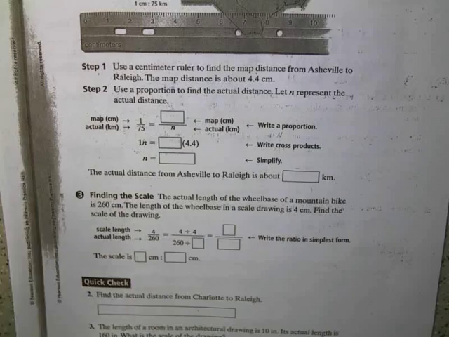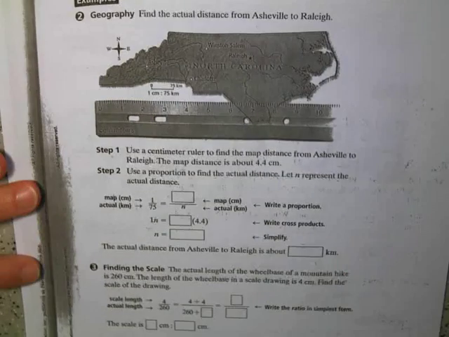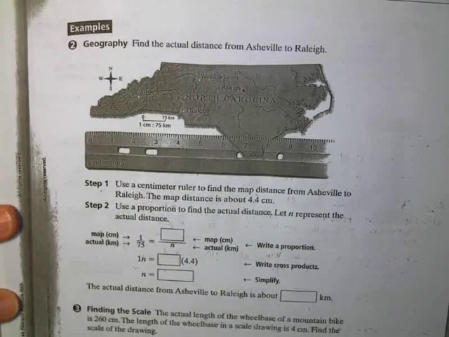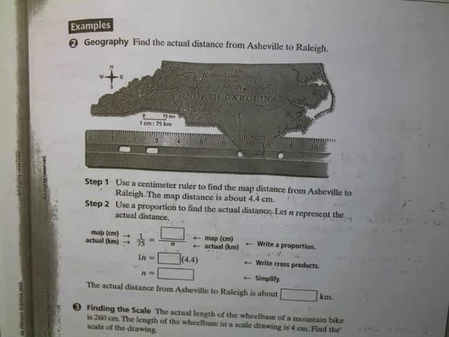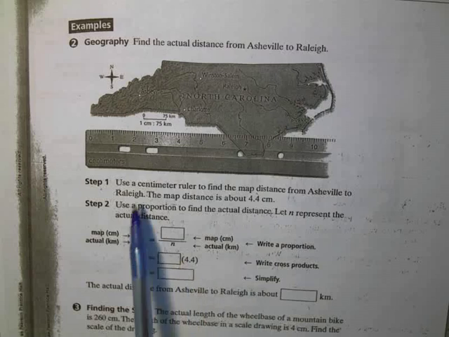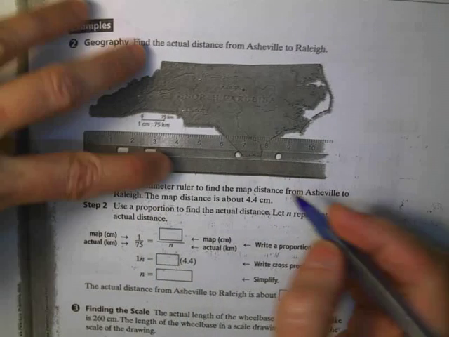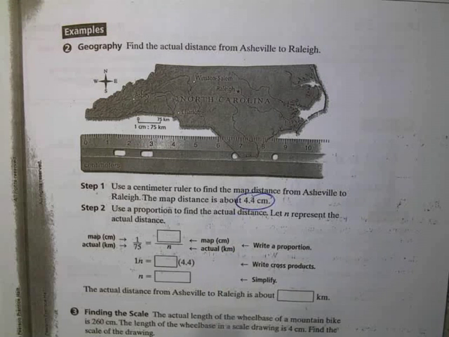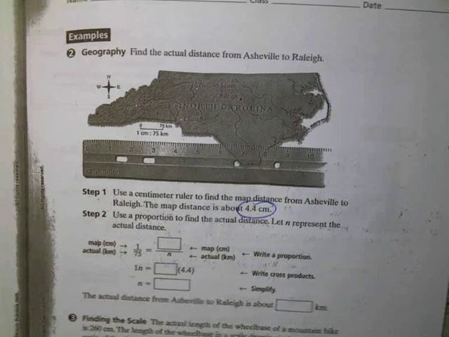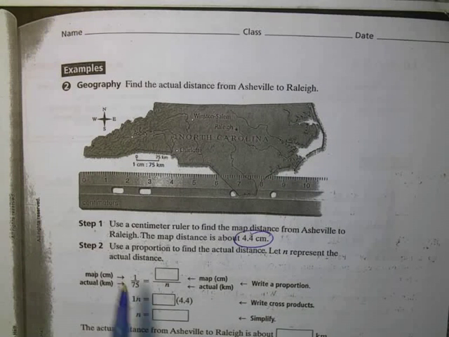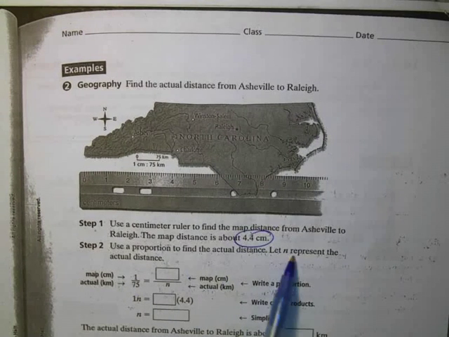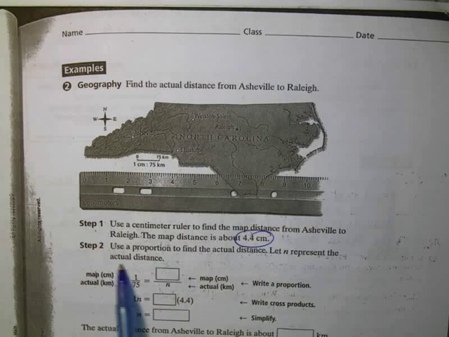All right, let's go to the next example. And this is using a map and geography, okay? So it says find the actual distance from Asheville to Raleigh. Use a centimeter ruler to find the map distance from Asheville to Raleigh. The map distance is about 4.4 centimeters. Okay, so they have a ruler here for you. They've actually measured it for you, so you know we'll all be using the same value. Use a proportion to find the actual distance. Let n equal the actual distance.